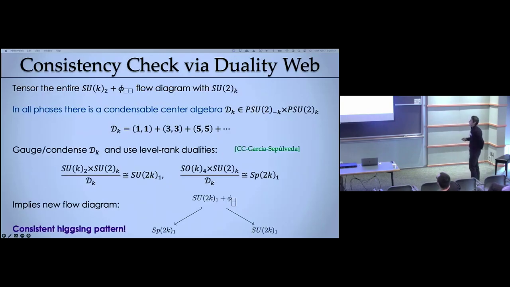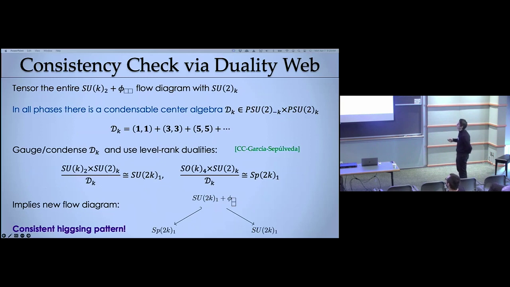Okay, let me give one minute of a consistency check via the duality web. We've had some questions already, so I'm going to absorb a few minutes of questions. So you might wonder, how do I know this is true? Can I subject it to any consistency check? Here's one thing you can do.